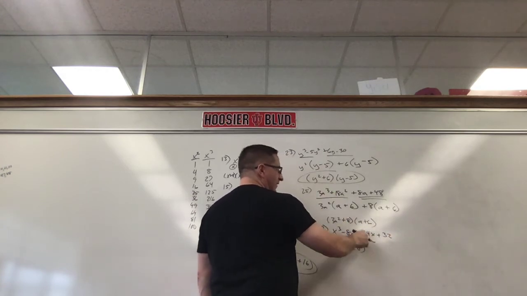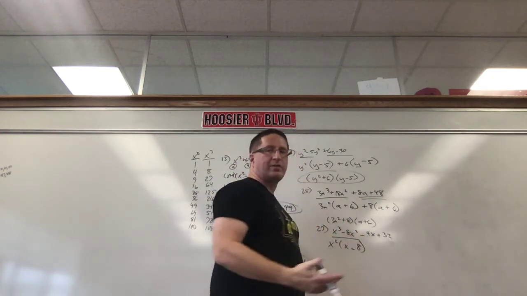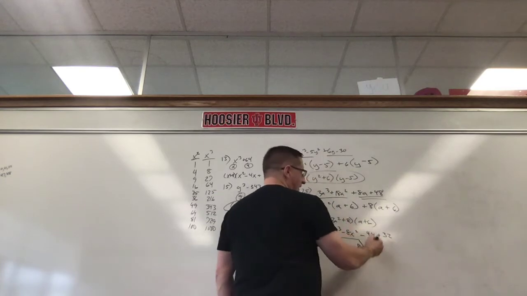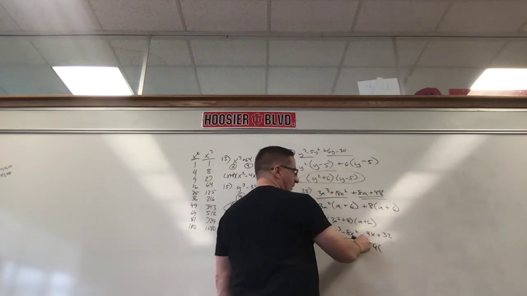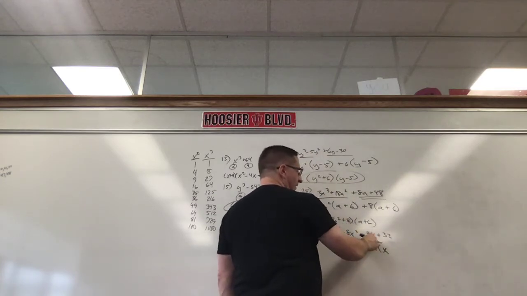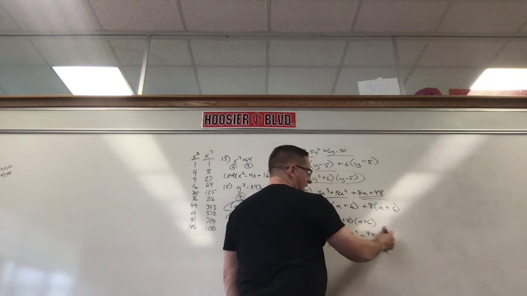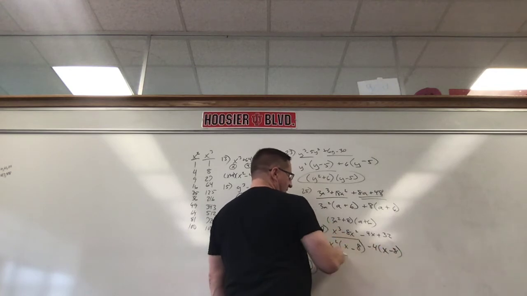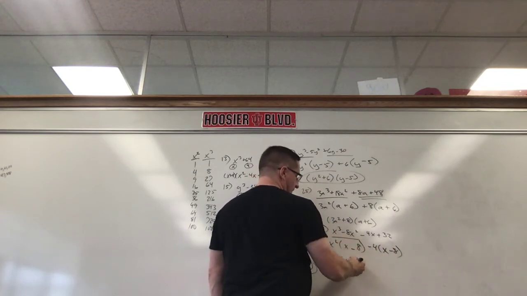Now, I will tell you this. If it ever starts off with a negative, whenever you're factoring, if your lead term starts off with a negative, factor the negative out. So don't factor out 4, factor out negative 4. Starting with a negative. Times x is negative 4x. Negative 4 times negative 8 is 32. In the parentheses are the same. We have x squared, take away 4.